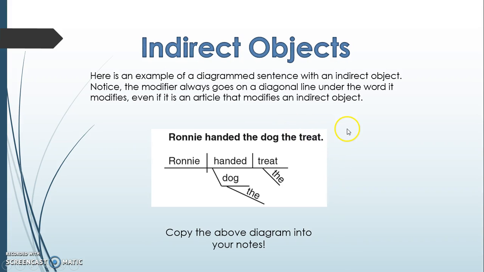This is an example of what it would look like, a sentence with an indirect object. Ronnie handed the dog the treat. Now notice the modifier always goes on a diagonal line under the word it modifies, even if it's an article that modifies an indirect object. So we've got Ronnie handed, and then we've got dog, but the modifies dog, so you have to put that on the line, and then the treat. All right, so that diagram should get copied into your notes.